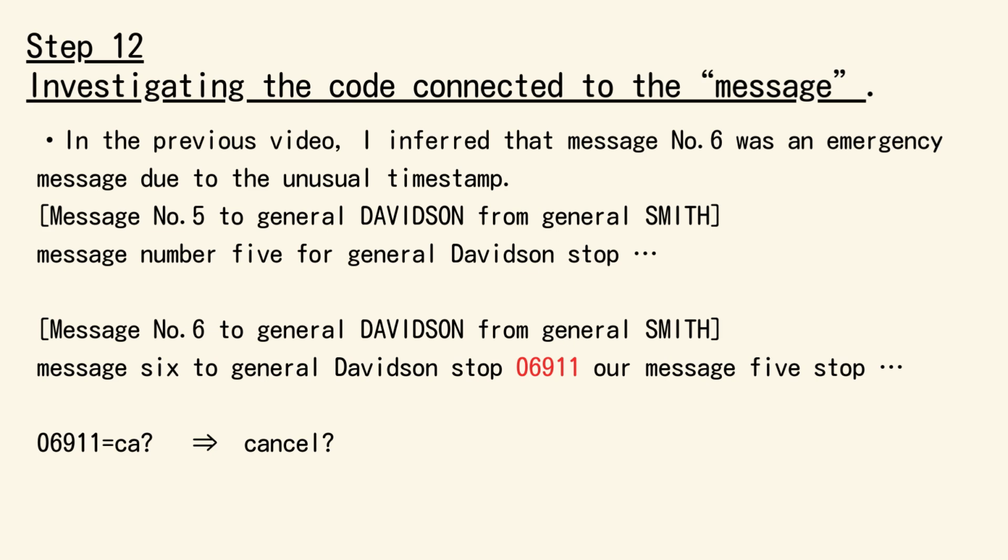In the previous video, I inferred that message number 6 was an emergency message due to the unusual timestamp. 06911 equals CA. Maybe cancel.